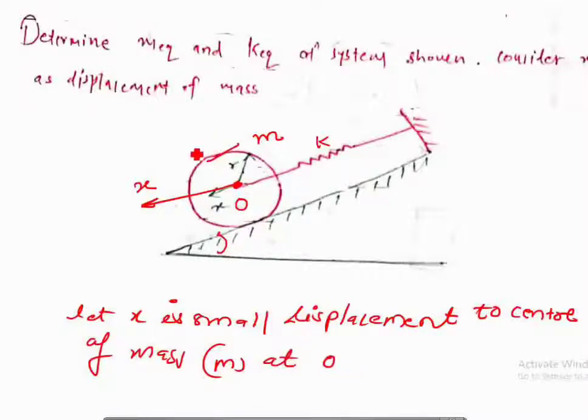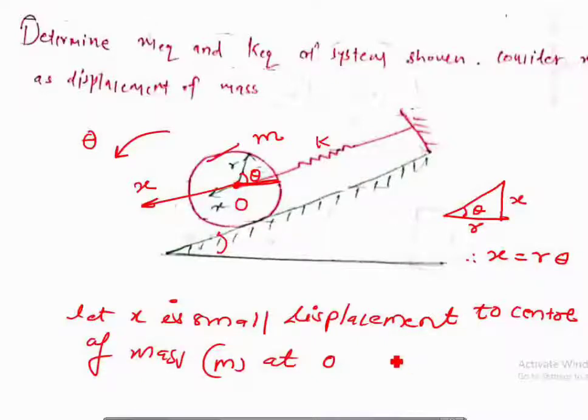So what will happen is this mass will rotate by angle theta in the anti-clockwise direction. I hope you have understood this. Now if I draw a diagram here, I get a small triangle, with x, theta, and r. From this I get x is equal to r sine theta, but theta is very small, so sine theta is equal to theta, so x is equal to r theta. Therefore x dot is equal to r theta dot.